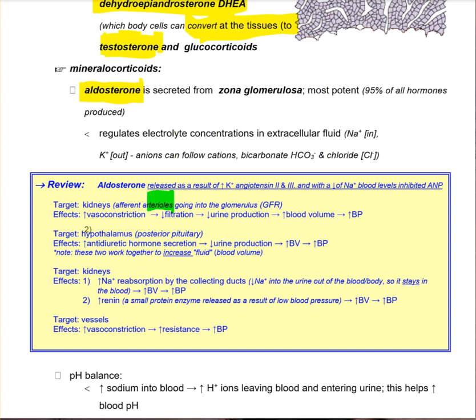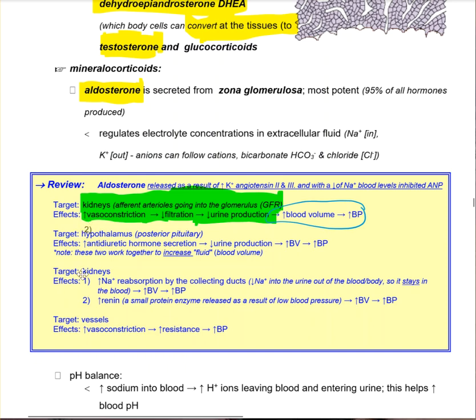So one place was the afferent arterioles of the kidneys, and that vasoconstricted those. Those are the ones that go into the glomerulus. Do you remember these? And that would reduce filtration, which means urine production would go down. And then the key thing is if urine production went down, blood volume would go up and blood pressure would go up, right? Sorry, there's a little 2 here. You can ignore that.